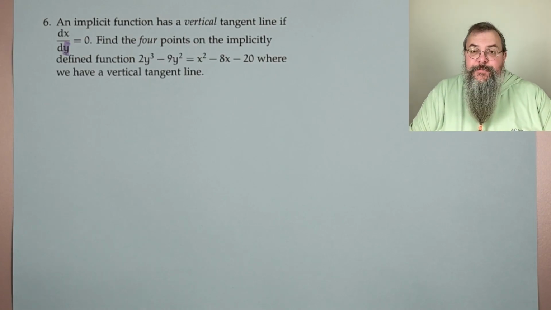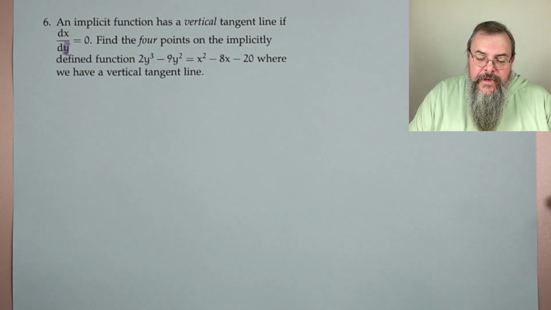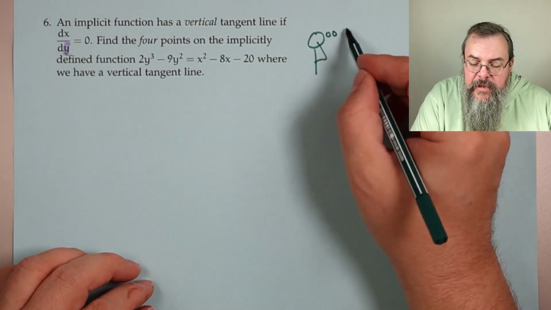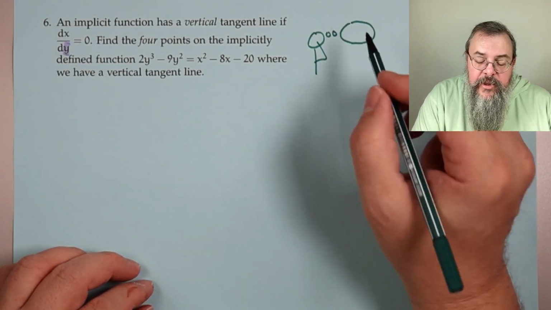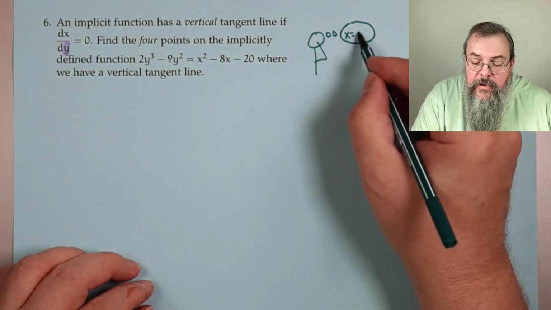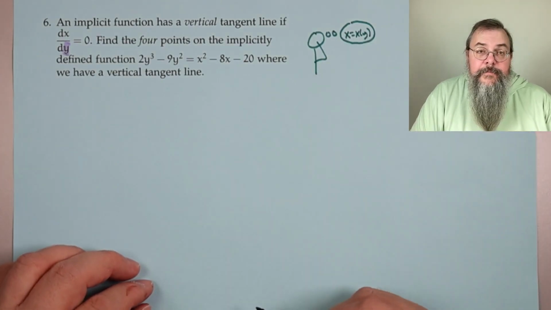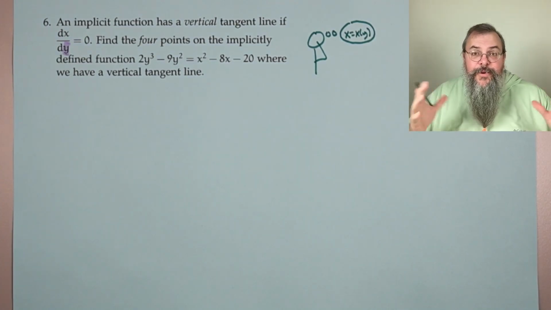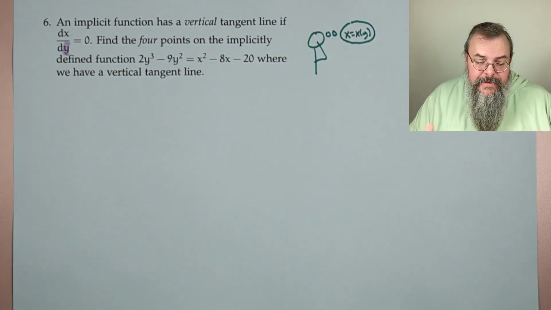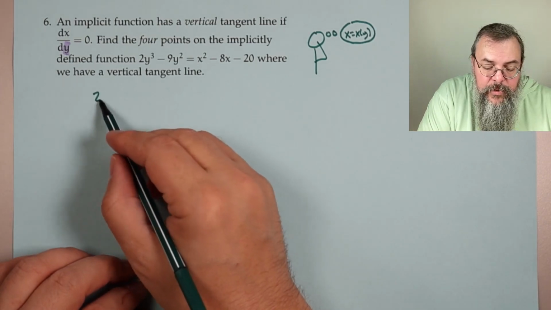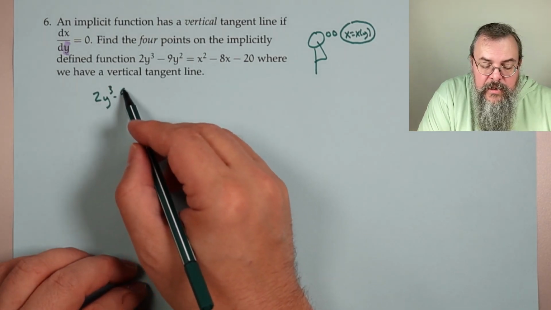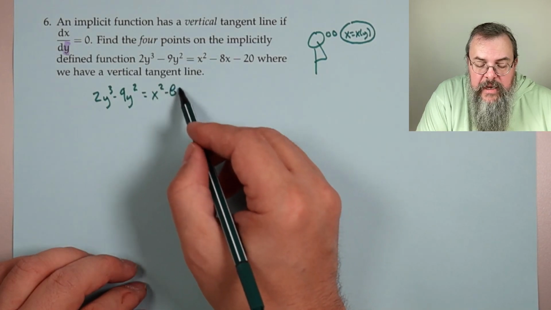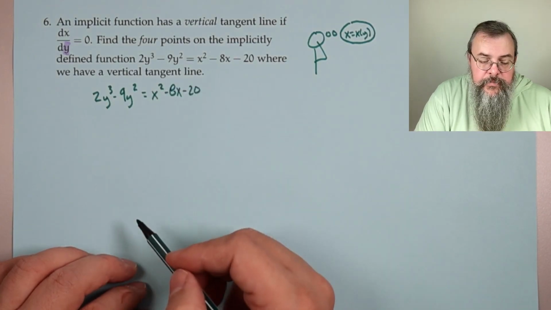So what does that mean? We've got to change our thinking. It's still going to be implicit, but now instead of thinking of y as a function of x, we're going to think of x as a function of y. Can we do that? Absolutely. That's the thing about implicit. We can flip roles. So we'll start with 2y cubed minus 9y squared equals x squared minus 8x minus 20.